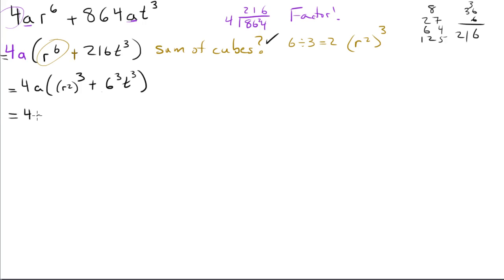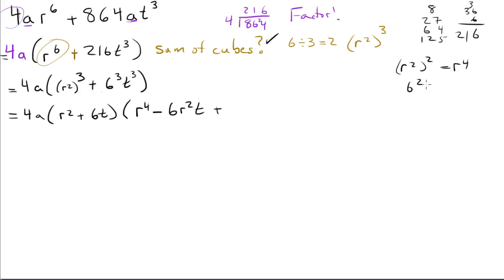So we'll have 4a times r squared plus 6t times r squared is r to the fourth. Okay, so times r to the fourth minus r squared times 6 times t. So minus 6 r squared t, okay, plus, let's see here, 6 squared is 36, so plus 36 t squared.